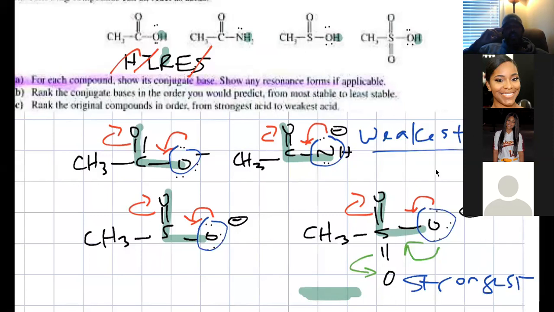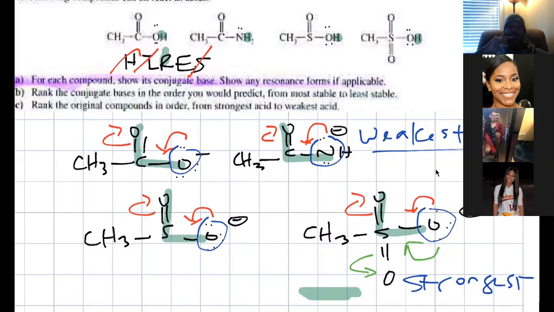So what do you think? Do you think that the acid containing the sulfur is going to be a better acid or a worse acid? Better. You think it's going to be better? I tend to agree. I think that the ranking is going to be from the sulfonic acid here, and then the second sulfur containing acid, followed by the acetic acid, and then the amine.